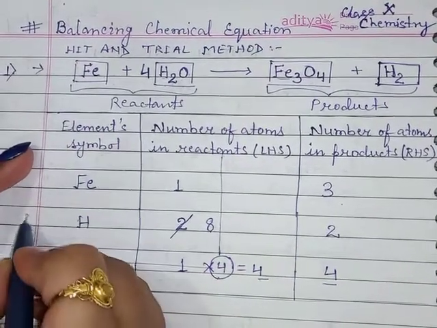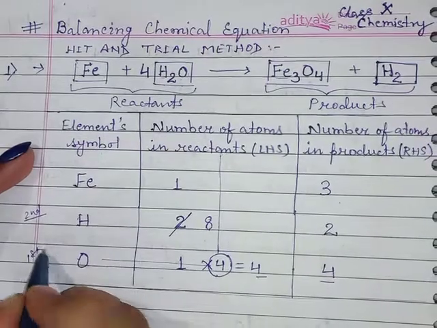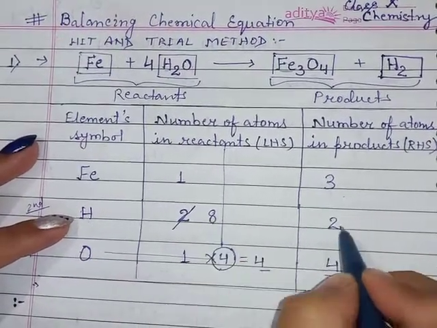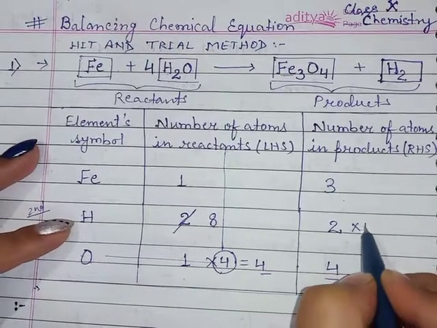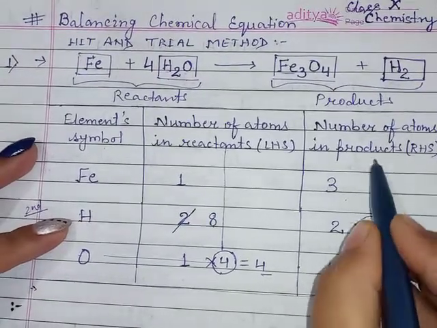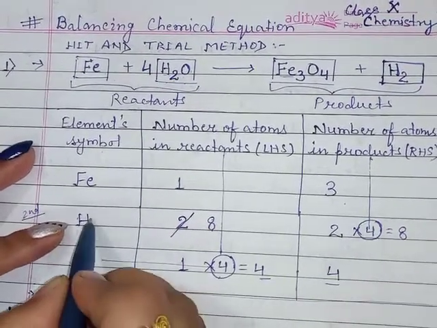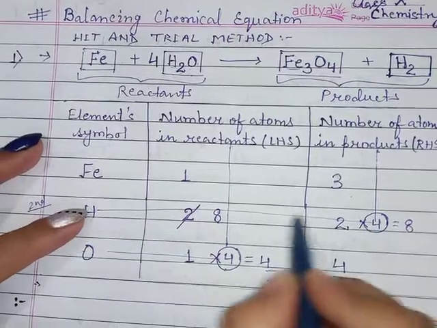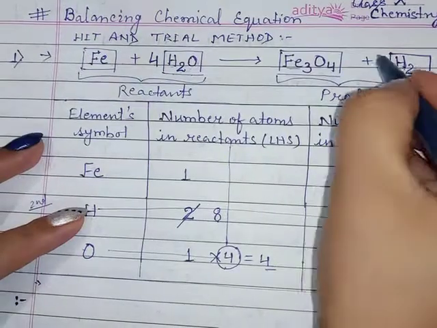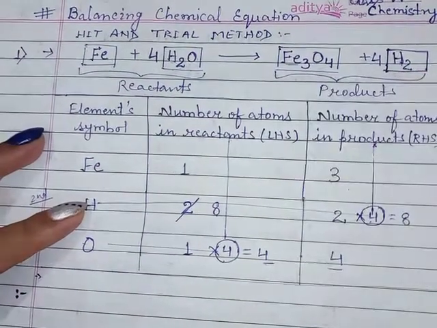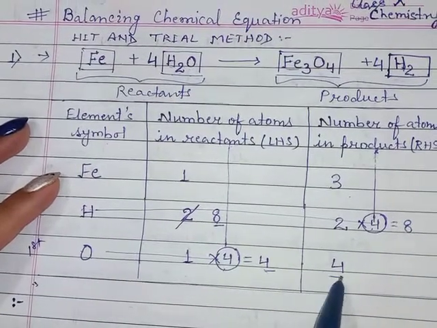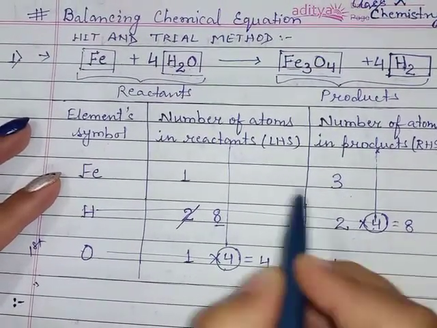So second priority is given to balancing the hydrogen atoms, 8 and 2. So 2 multiply 4 is equal to 8. This 4 comes in the product of hydrogen, so this 4 comes in this place. Now oxygen is balanced, 4 and 4, and hydrogen is now balanced, 8 and 8.